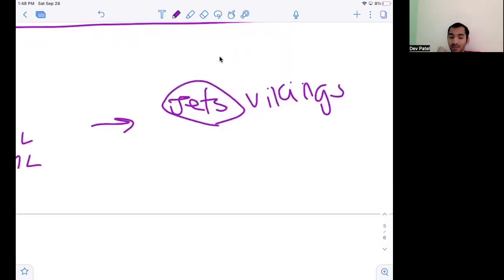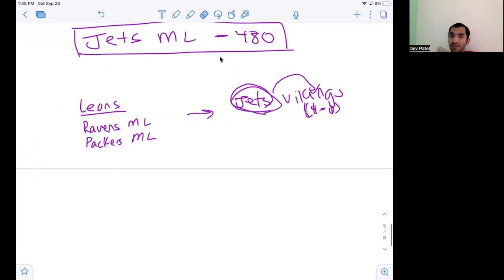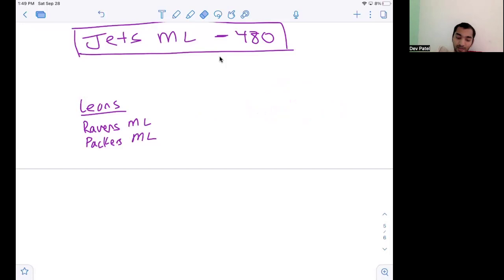So if the Vikings did win, they would be 4-0, and if the Jets were favored, the Jets would be the first team that the Vikings lose by. But the Jets have already done this last season. So I think what happens here is that the Vikings actually lose to the Packers, and then they also lose to the Jets the next week. But again, this is just a theory that I'm predicting, not an official pick. These are just some initial leans I have: Ravens money line, Packers money line.